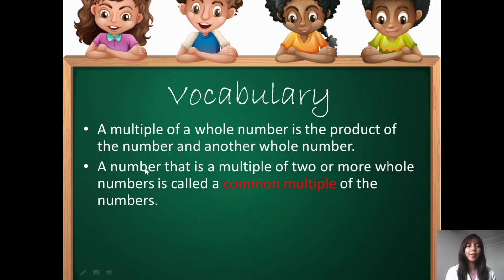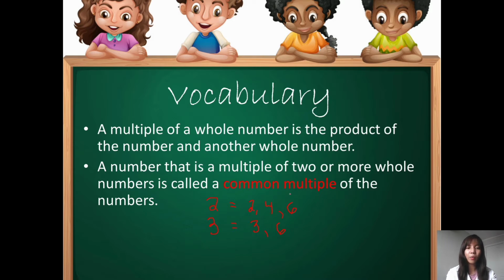Another word. A number that is a multiple of 2 or more whole numbers is called a common multiple of the numbers. So again, for example, we have 2 and then we have 3. In 2 here, 2 times 1, 2, and then 2 times 2, 4. So I'm listing down the multiples of 2, and then 2 times 3, it becomes 6, right? How about in 3 here? 3 times 1, 3. 3 times 2, 6, right?